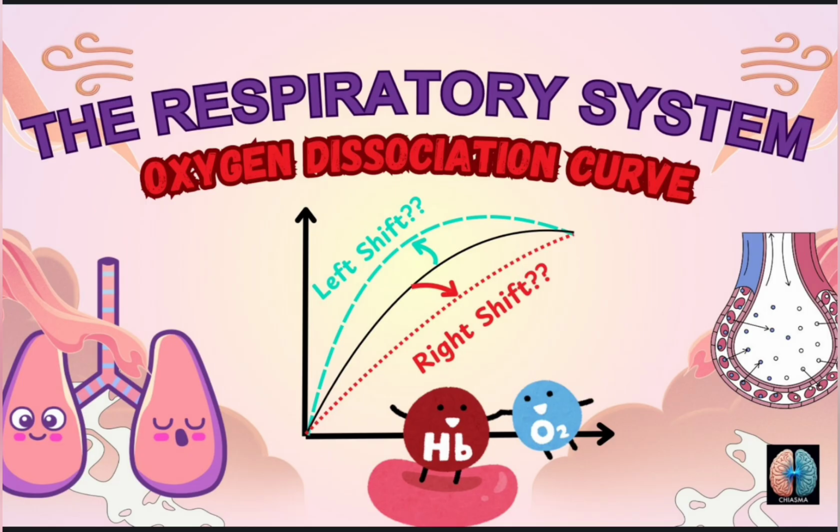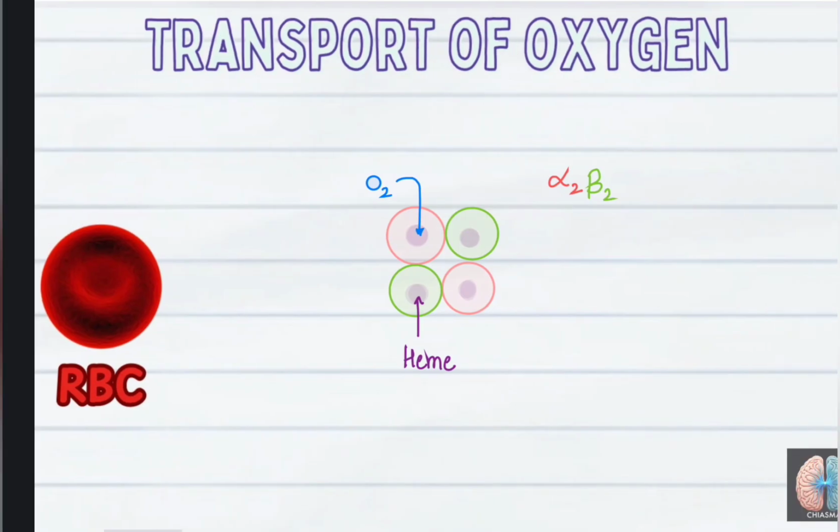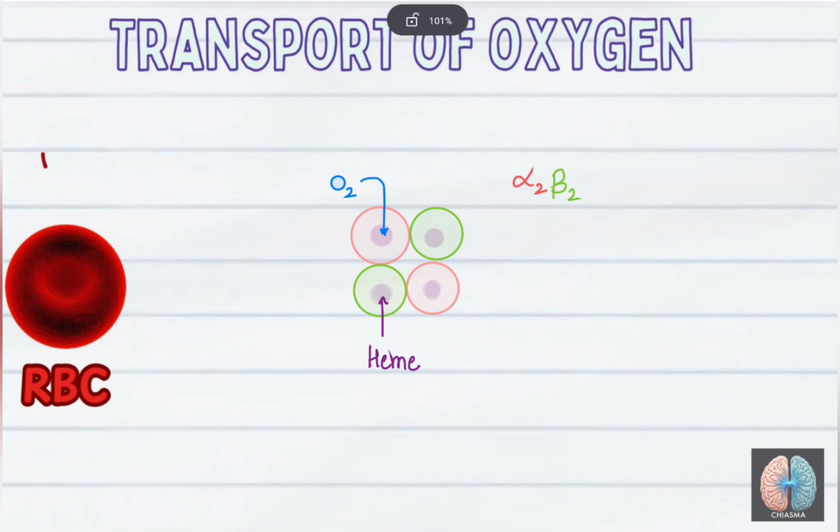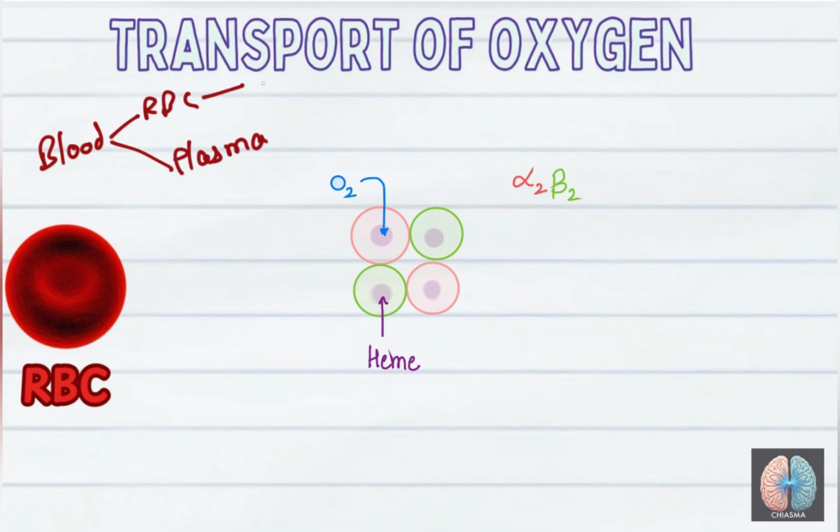So today we are going to talk about a very important topic in the respiratory system, the oxygen dissociation curve. How does this curve shift to the right and how does it shift to the left? We'll start from the very basics and let's talk about our blood. Our blood has RBCs and it also has plasma. Talking about oxygen, 97% of oxygen is transported via RBCs and the rest 3% is dissolved and transported in plasma.